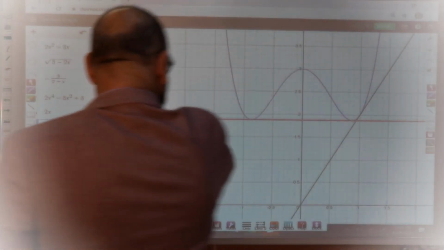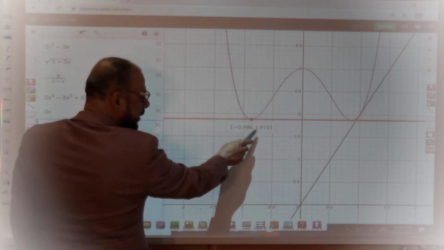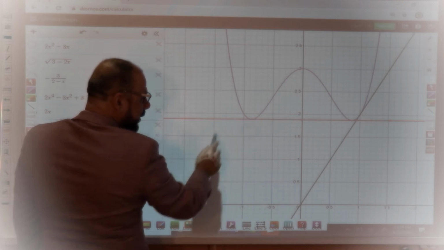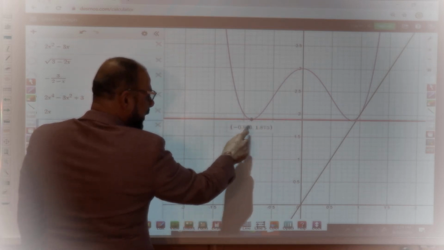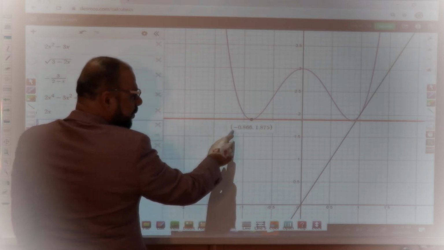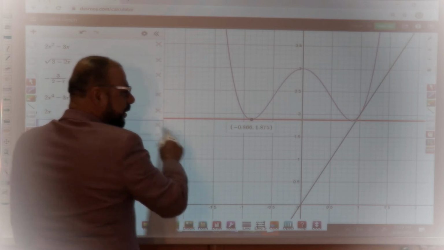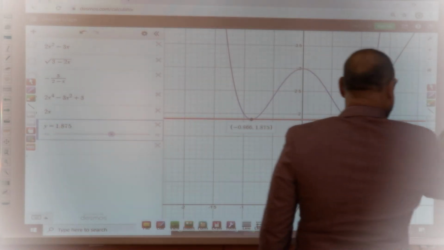You see this line here? What is the value of x here? Look at the value of x again, negative 0.86. That means f prime of the function at this value equals 0. Because the slope of this line is what?